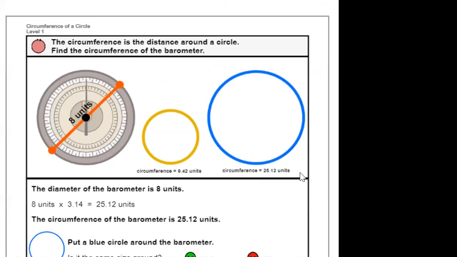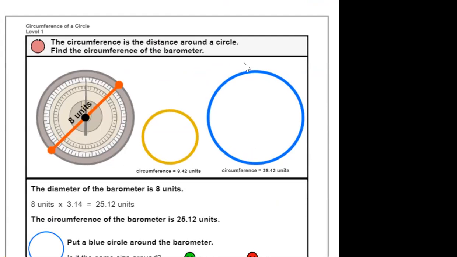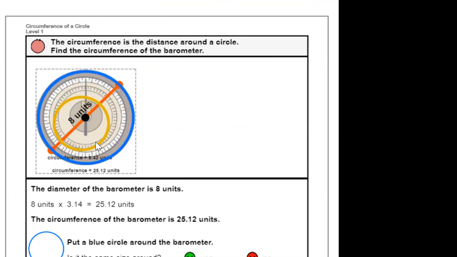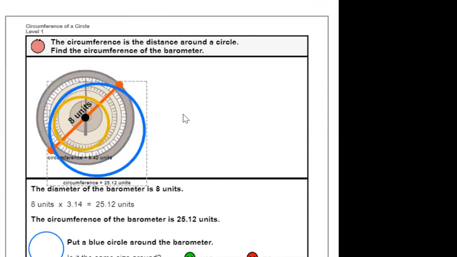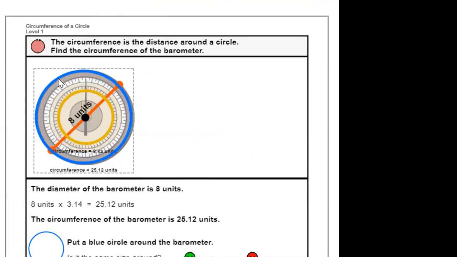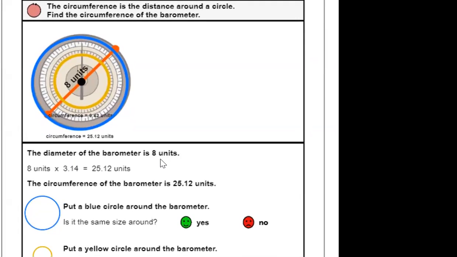All right. So the circumference is the distance around the circle. Find the circumference of the barometer. So we're going to put this small one in here and this big one around. All right, so the diameter of the barometer is 8. So then we said 8 times 3.14 equals 25.12.